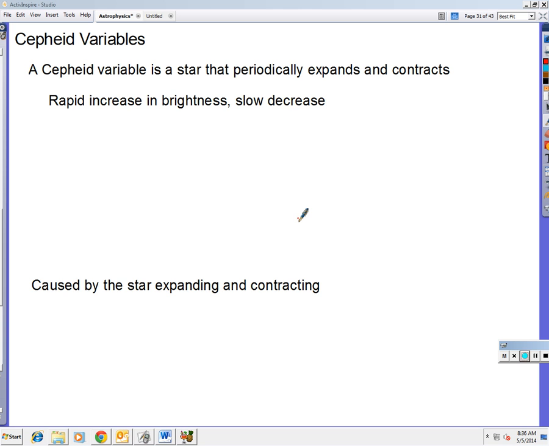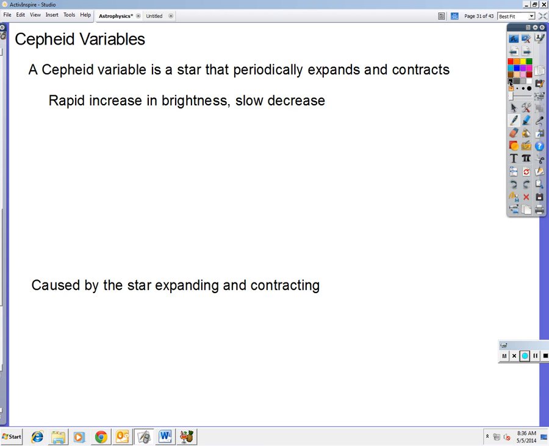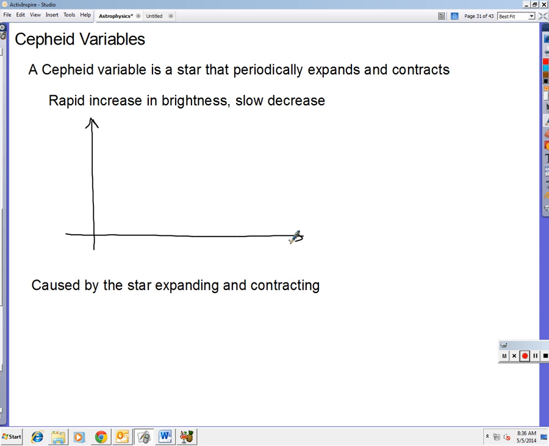The other thing about Cepheid variables is that the brightness rapidly increases and then slowly decreases. So if you were to graph the brightness of a Cepheid variable, it would look something like that. Rapid increase, slow decrease. And the period would be the time between minima or the time between maxima.